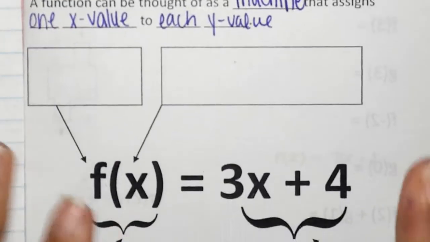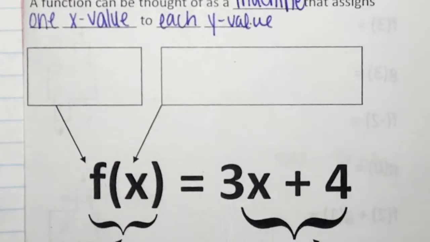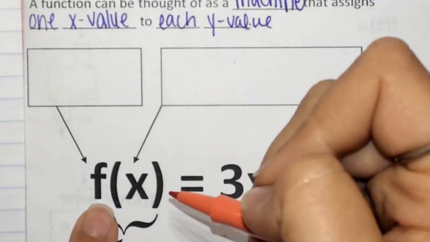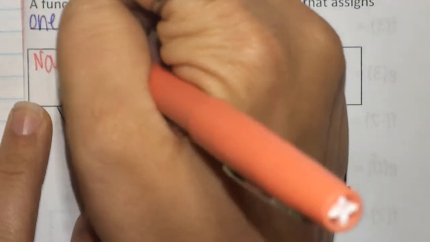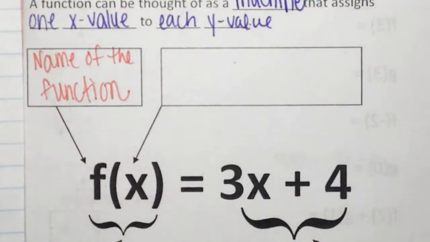So we're going to identify parts of the function, then we're going to talk about how we plug into a function. So the f is how you name the function. It can be called g, it can be called h, it could be called i, it could be called baby Jesus, but this is how you name the function, and it's called f at x or f of x.